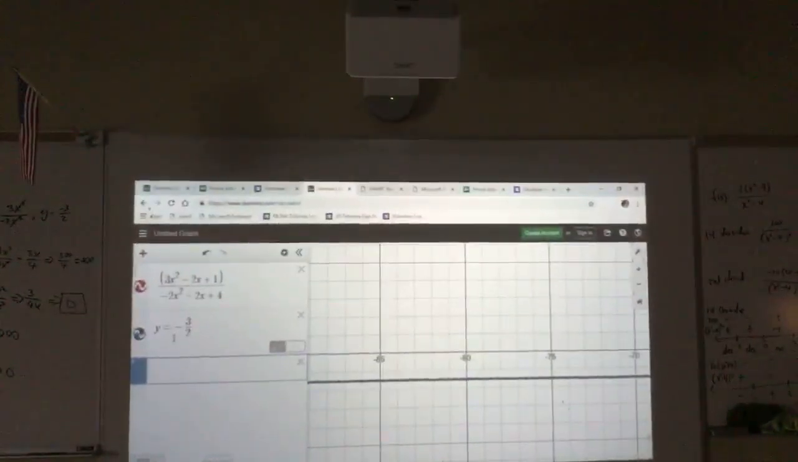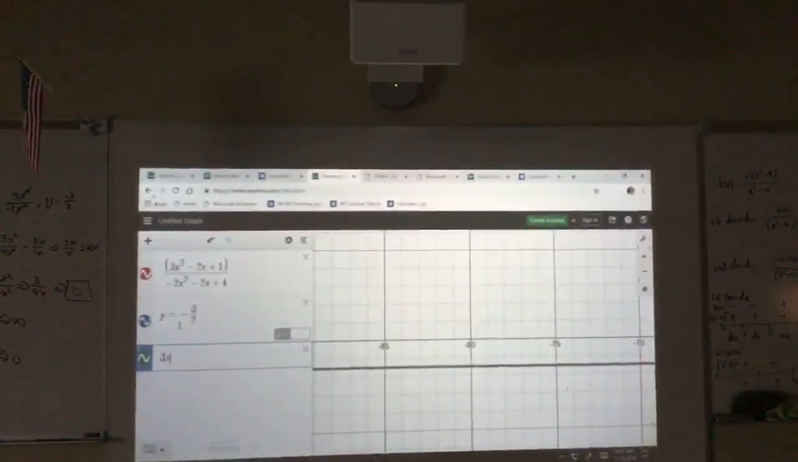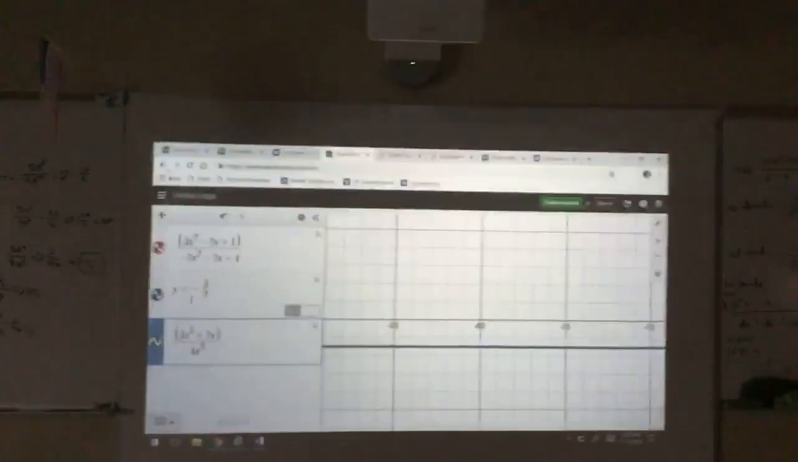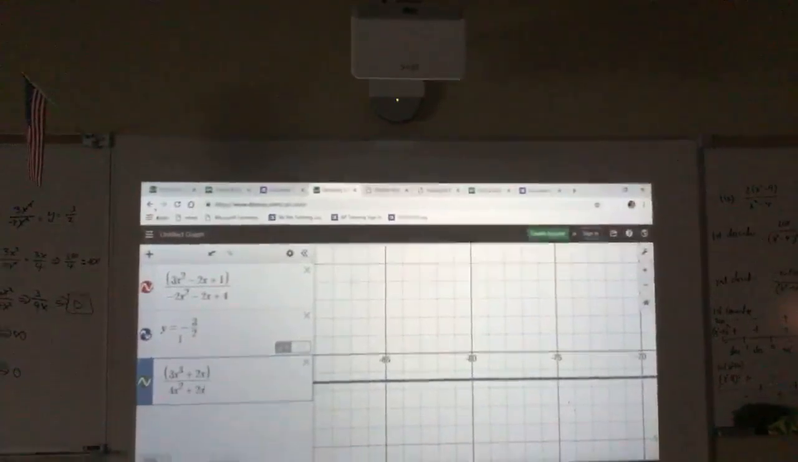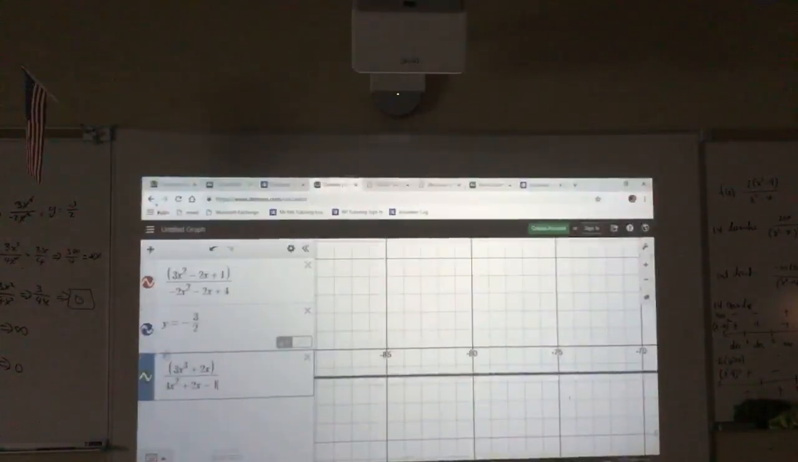3x cubed plus 2x over 4x squared plus 2x minus 1. Okay. So we're going to see this graph, great graph here. We say there's no horizontal asymptote.